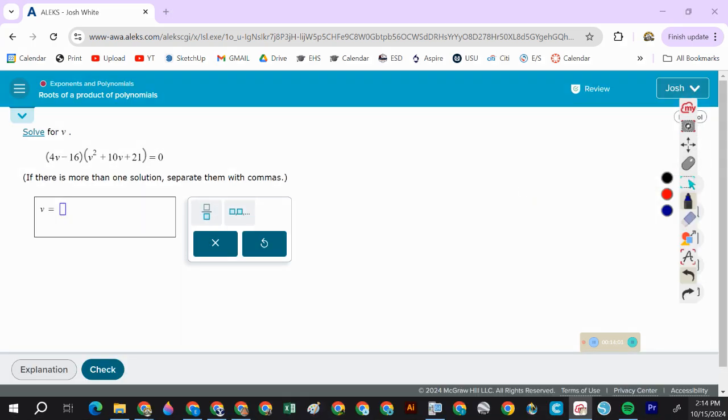So here we have a binomial, which means a polynomial with 2 terms, times a trinomial, which is a polynomial of 3 terms. And what are the roots? So this is a v to the 3rd equation. Do you see the 4v times the v squared? But this wants to know what are the roots. Well, we just set each of these equal to 0. And this one's easy. I add 16 and divide by 4, and I get v equals 4. And this one I plug into the box.